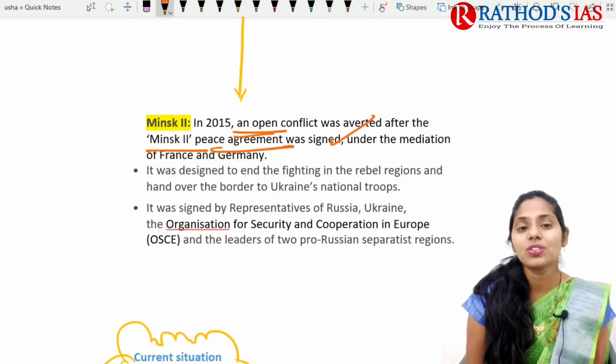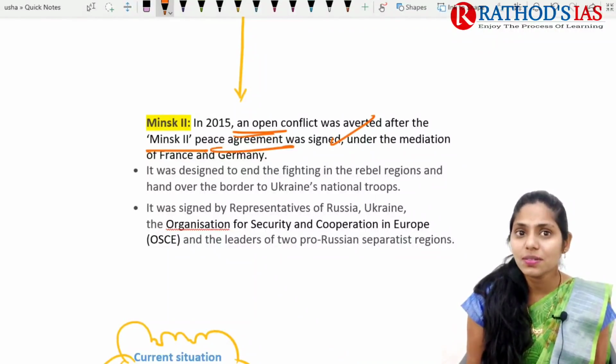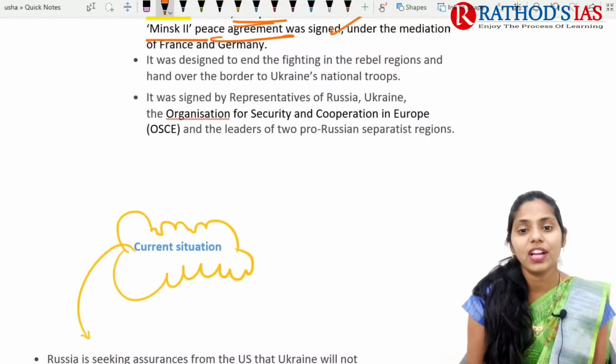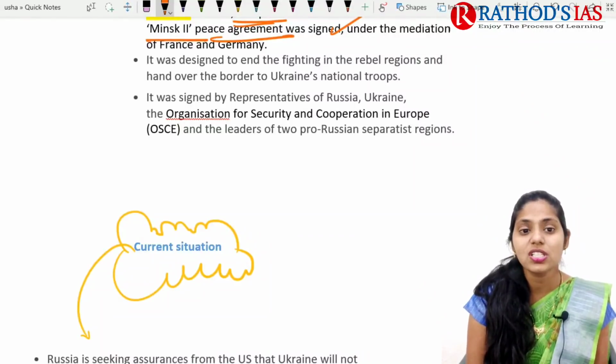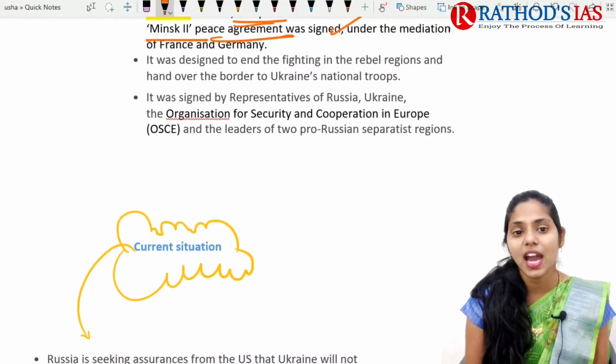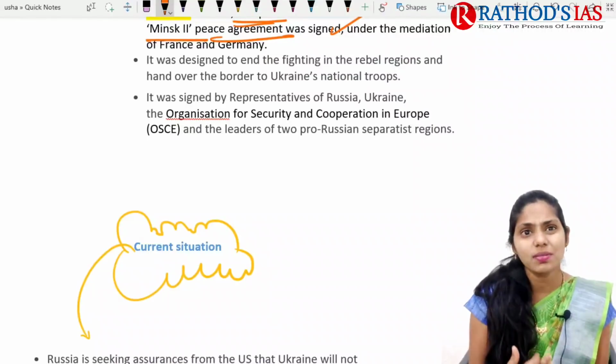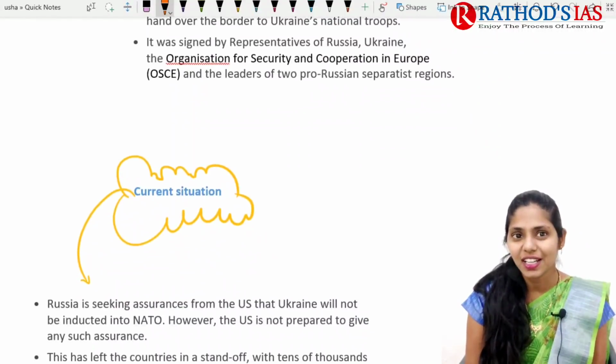We came up with this agreement with France and Germany as members. This Minsk 2 agreement was also designed to end the fighting in the rebel regions, and they handed over the border to the Ukrainian national troops, etc. So these are some important details regarding this agreement.